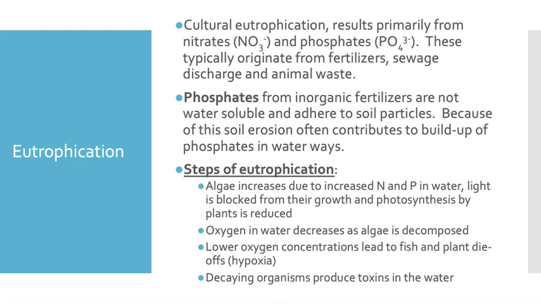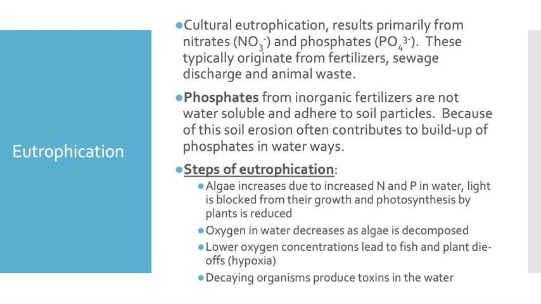Light is then blocked because of their growth, and that makes it difficult for plants in the water to continue doing photosynthesis. And things that are photosynthesizing are usually the base of the food chain, so that's going to affect everything alive in the water. The next thing that happens is not just that sunlight block, but the oxygen in the water is going to start to decrease over time.